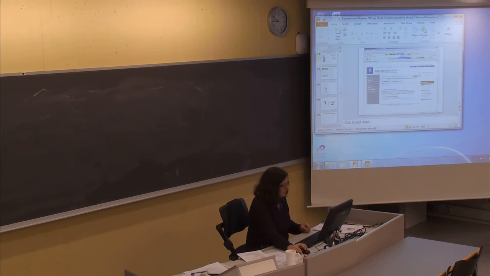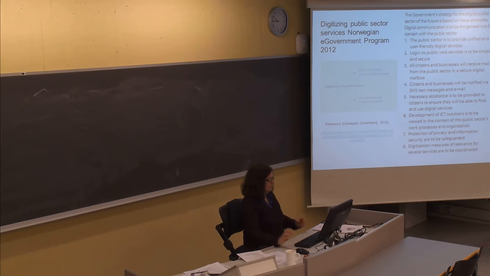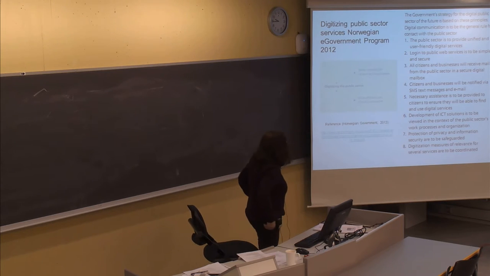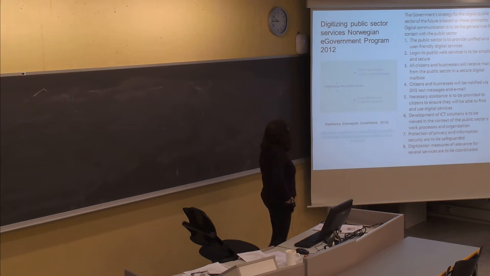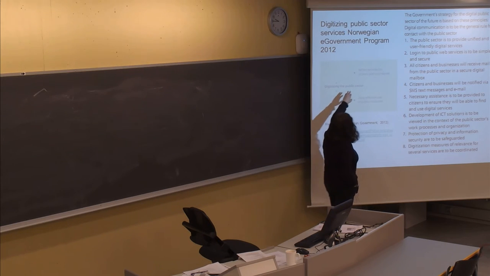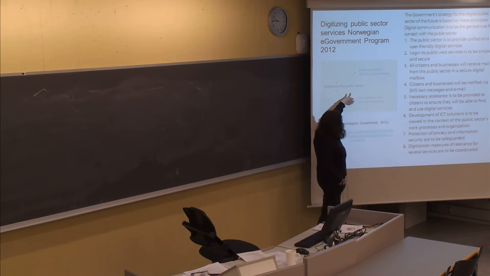So let's go back to the main slide set. So, how has this transformation come about? It seems to have been a policy change that was expressed in this 2012 document about the government strategy for transforming the public sector into a digital public sector. The main area is that the public sector is to provide unified and user-friendly digital services. The point being that they should be better services for citizens and business and more efficient use of public resources. So the strategy of the government is to provide better services and to operate more efficiently.